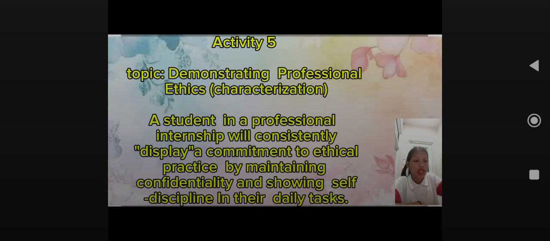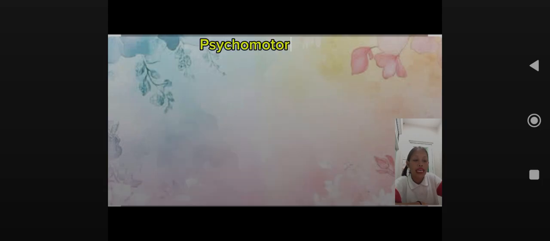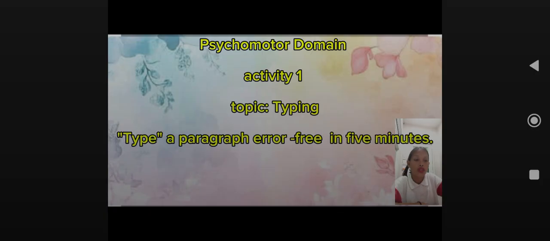And next is the psychomotor domain. So, basic typing. So, the activity is to type a paragraph error-free in 5 minutes. So, this activity verb is type. So, this activity requires fine motor skills, hand-eye coordination, and dexterity, which are physical skills developed through practice.